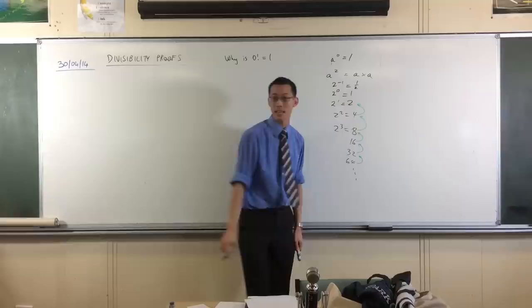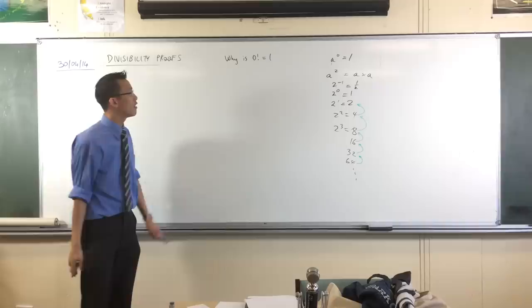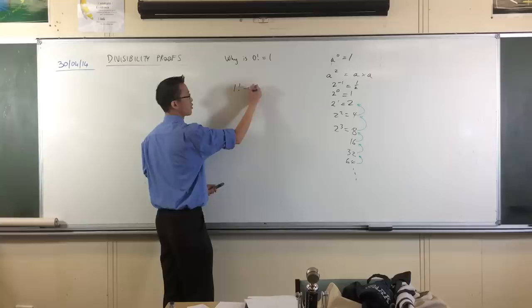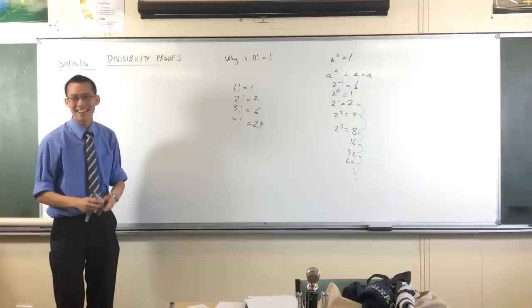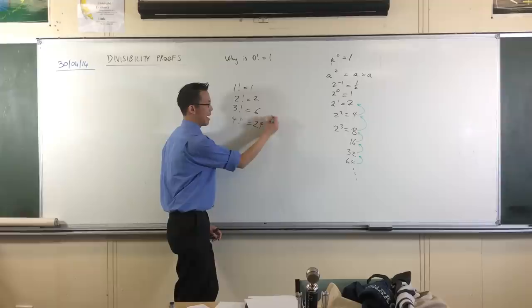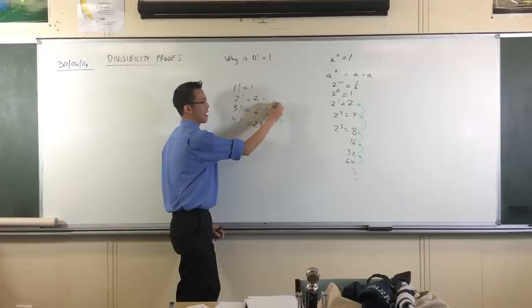Now, therefore, can you argue for me why 0 factorial is 1? Tell me what 1 factorial is. 1. 2 factorial. 2. 3 factorial. 4 factorial. Okay, so this time, how do I go backwards? I divided by 4, then I divided by 3, then I divided by 2.